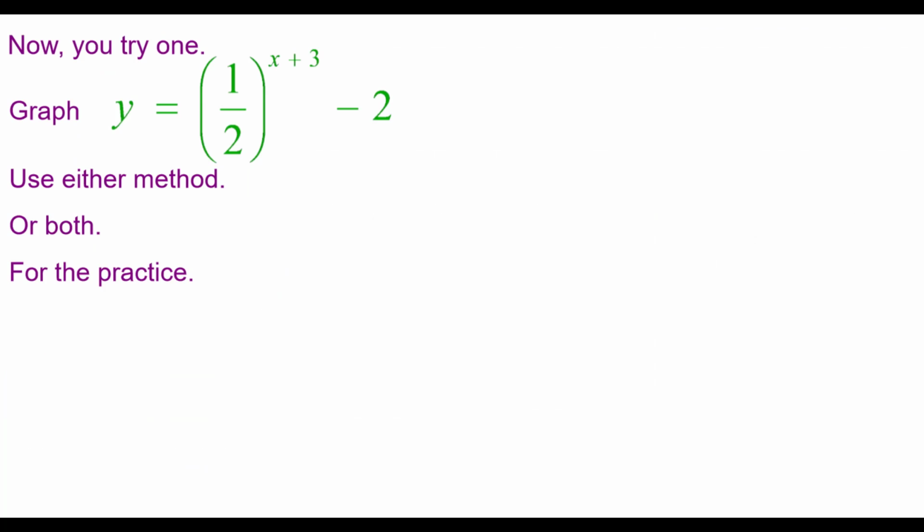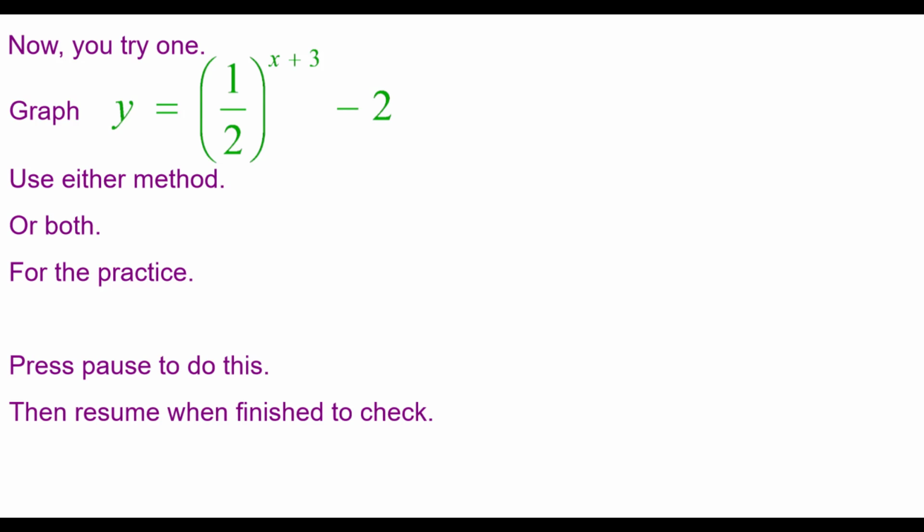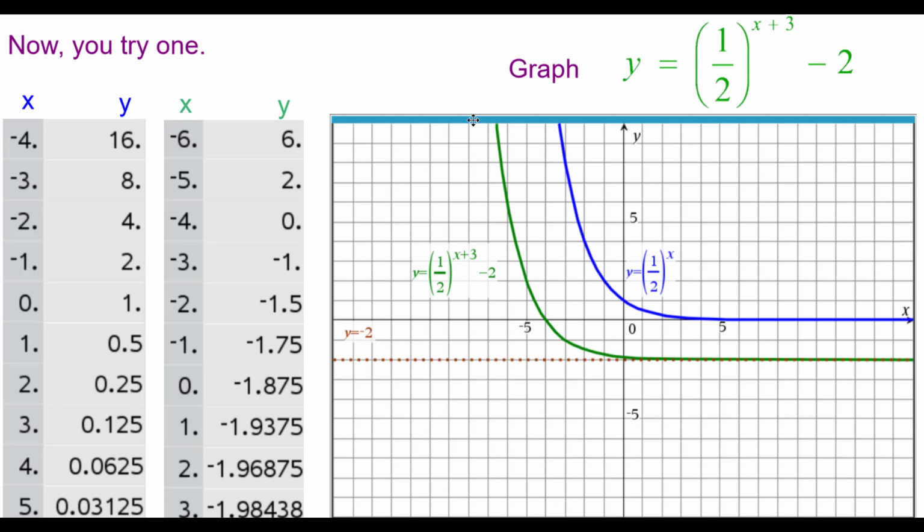Now you try one. Graph y equals 1/2 raised to the quantity of x plus 3 minus 2. Use either method or both for the practice. Press pause to do this and then resume when you're finished to check your answer. And here's your answer in green, both the graph and the table.